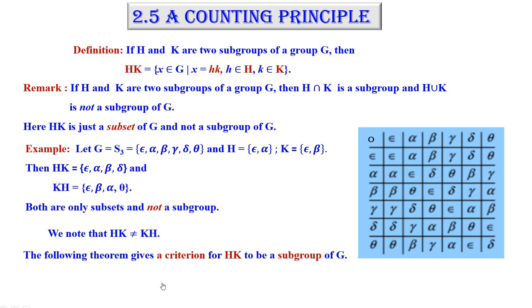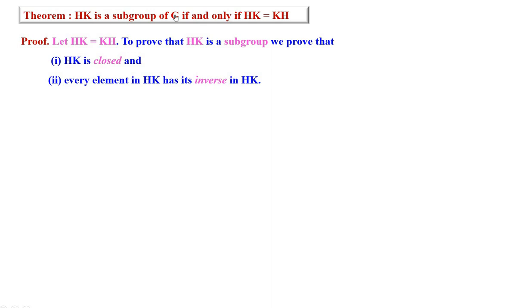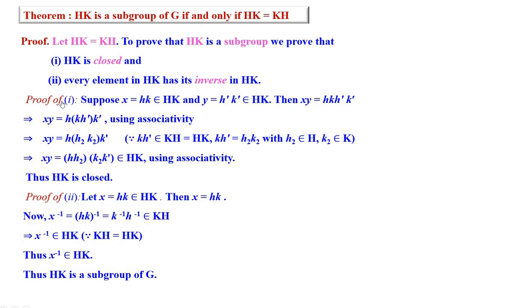Now, in the following theorem, we are going to have a criterion for HK to be a subgroup of the given group G. If H and K are subgroups of a group G, then HK is a subgroup of G if and only if HK is equal to KH. Now we'll first assume this. Let HK be equal to KH, and we'll try to prove that HK is a subgroup of G. To prove that HK is a subgroup of G, we need to prove that HK is closed and every element in HK has its inverse in HK.